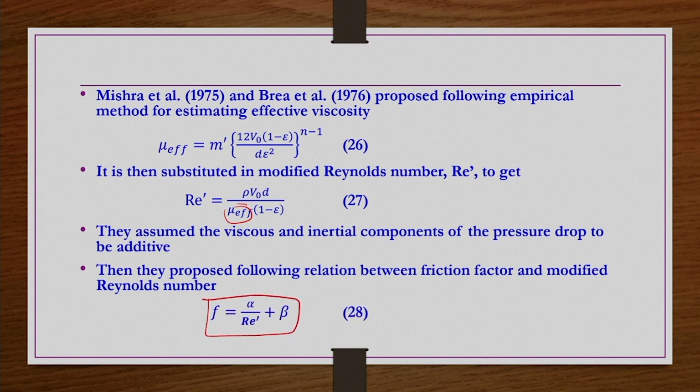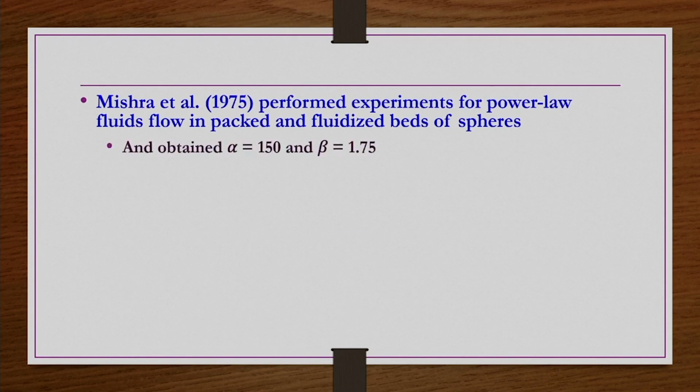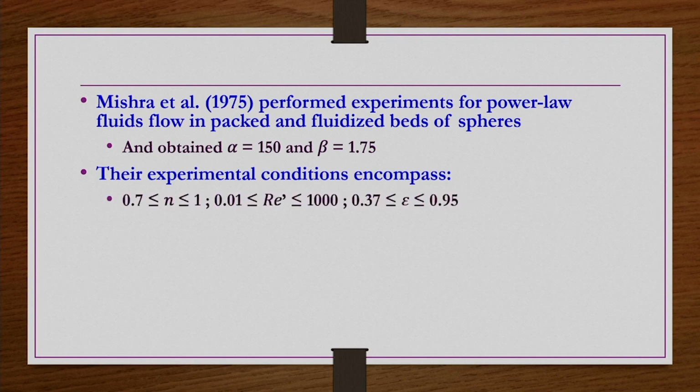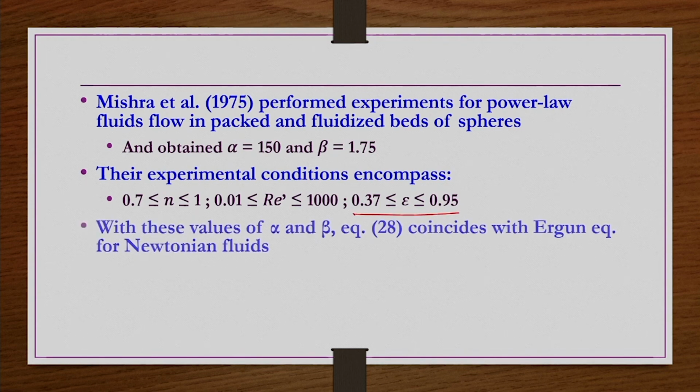This is for the entire range, not only for the streamline, but it also covers the transition range, right. This is the form they proposed, and they found alpha equals 150 and beta equals 1.75 as per the experimental results of Mishra et al. Their experimental conditions are very narrow, like n is 0.721 and Re prime 0.01 to 1000 only. However, the epsilon range they have taken is very wide, 0.37 to 0.95, right.